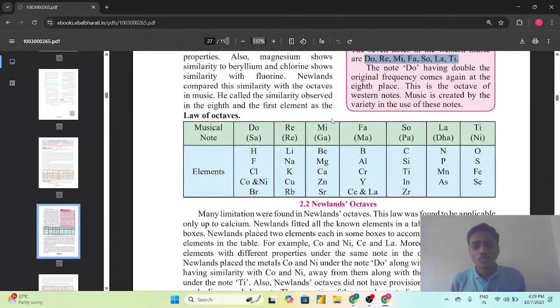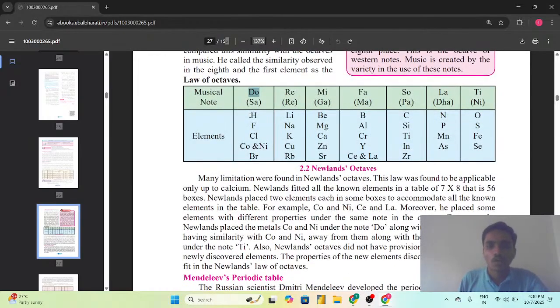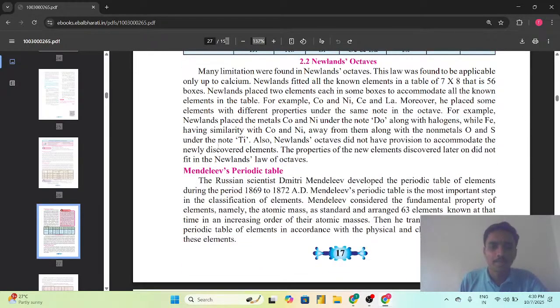So here also, according to Western culture, he classified the elements such that do shows a similar frequency to the starting note. According to that, he classified the elements.